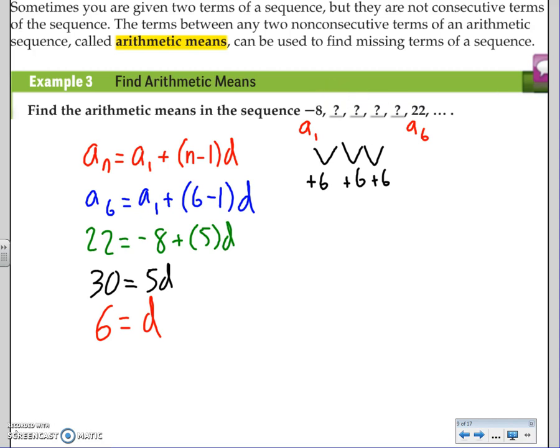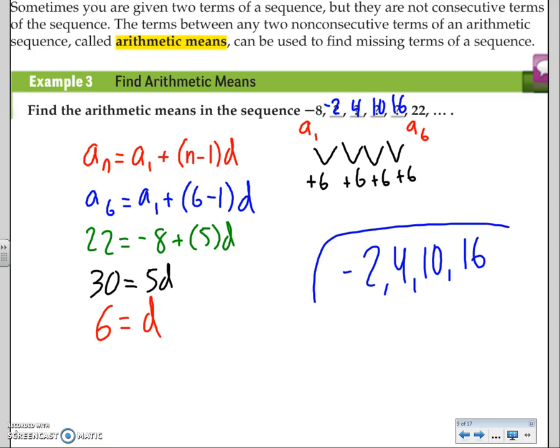Alright, so -8 plus 6 makes -2. -2 plus 6 makes +4. +4 plus 6 makes +10. +10 plus 6 makes 16. And just to make sure it's good, 16 plus 6 makes 22. So those are my 4 numbers. -2, 4, 10, and 16 are the arithmetic means between -8 and 22. And I knew I messed up because I was about to go over that 22. I'm like, oh, I missed the negative numbers.